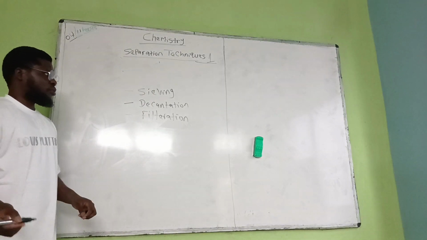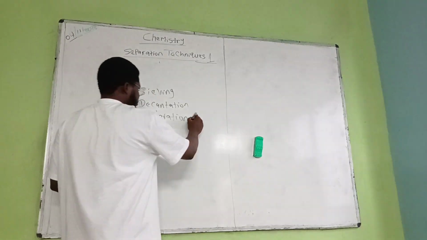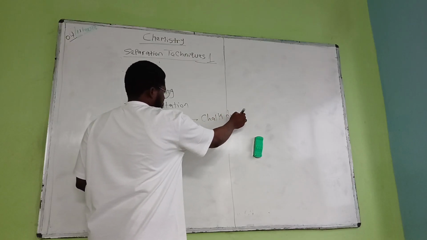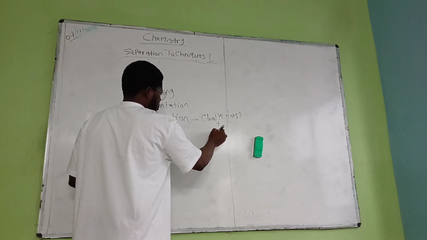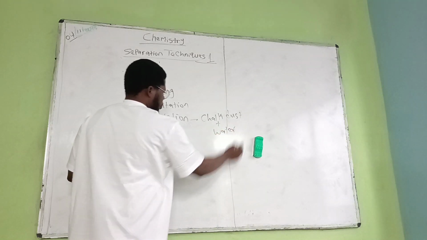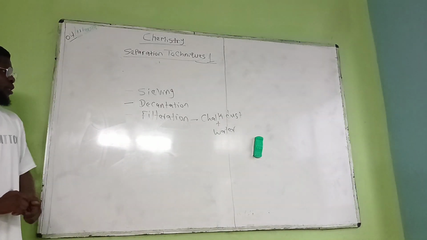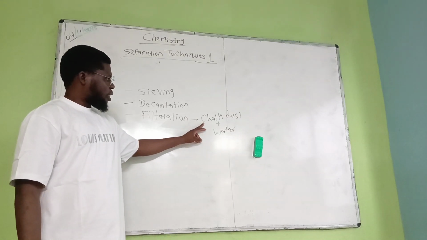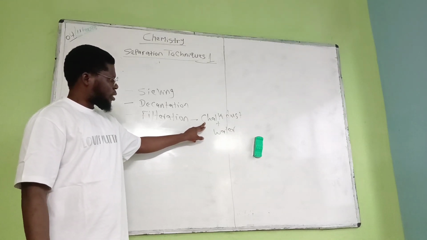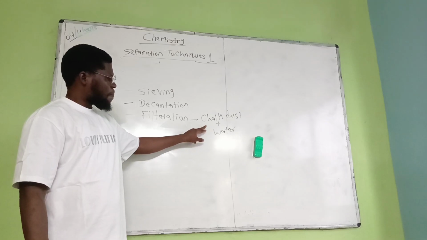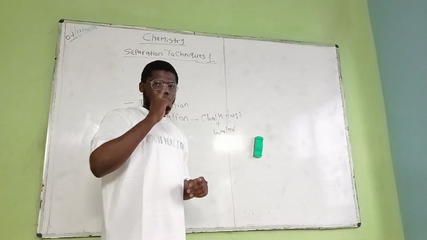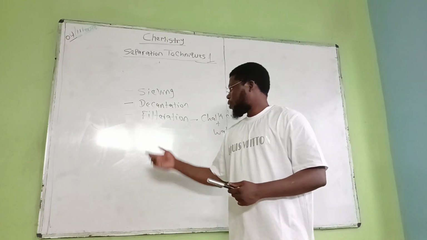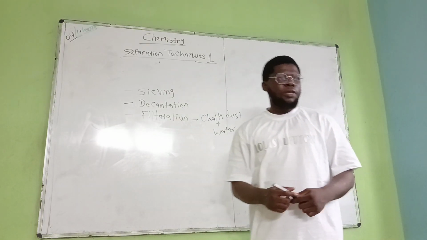Now let's take an example of this. Assuming I have chalk dust plus water. Chalk dust plus water. If these two substances are mixed together, they will become a mixture. Now, you can use filtration to separate it. How is it being done?